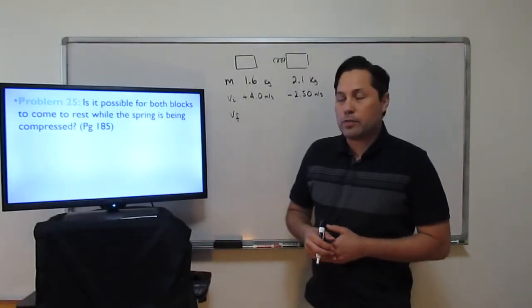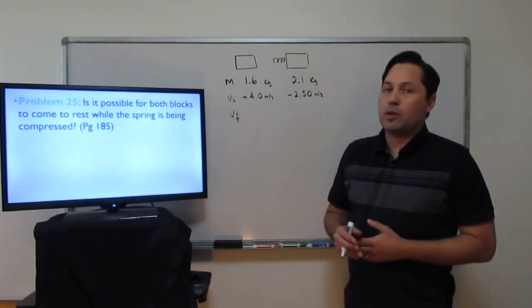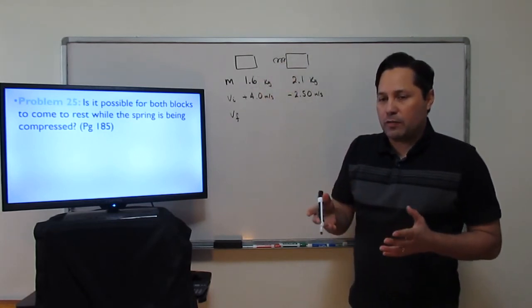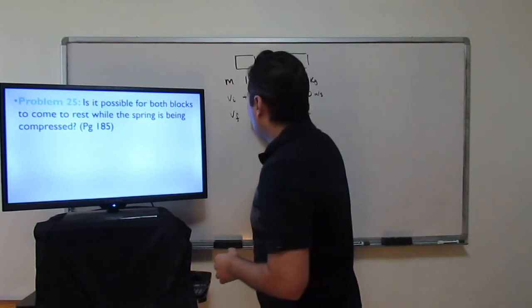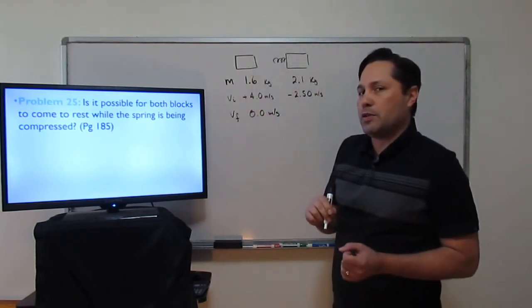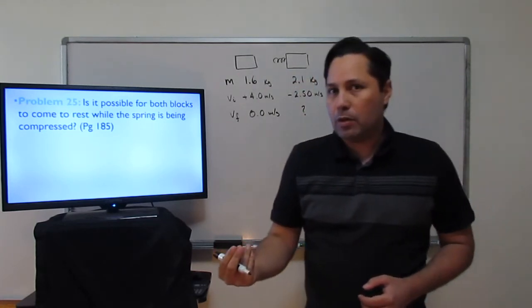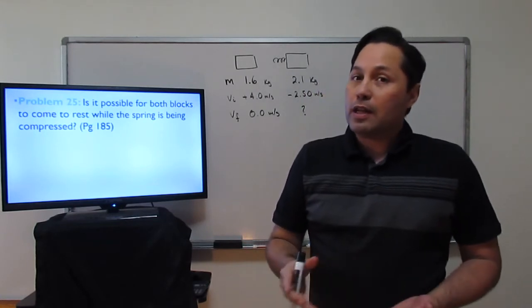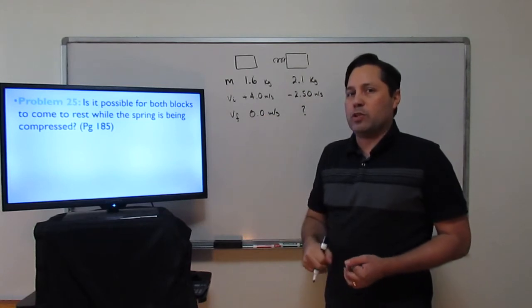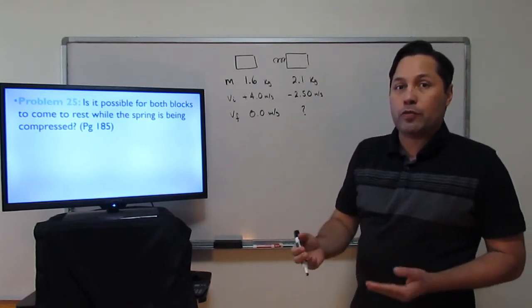In problem 25, we're asked the following question: is it possible for both blocks to come to rest while the spring is being compressed? If both of them come to rest, the final velocity is going to be 0, so we're going to change the final velocity to 0 meters per second. If, let's say, block 1 has a velocity of 0, is it possible for the velocity of block 2 to also be 0? That's what they want us to know. Is it possible for them to be 0 here and 0 there as well while the spring is being compressed? So what we're going to do is use the law of conservation of momentum.